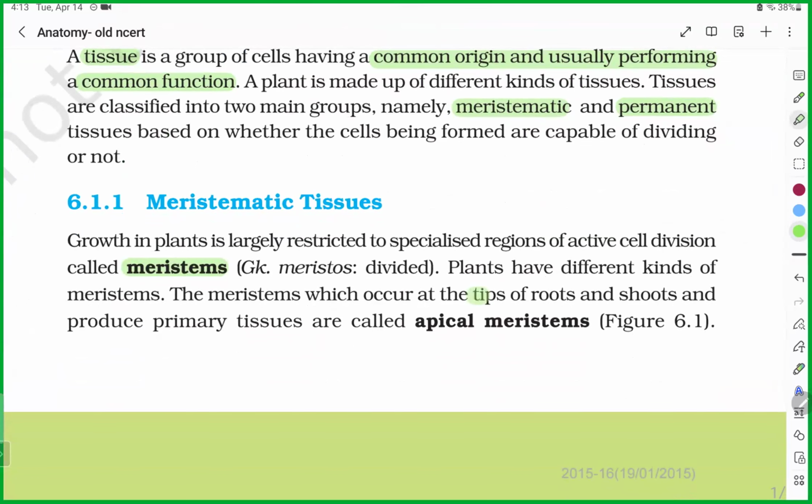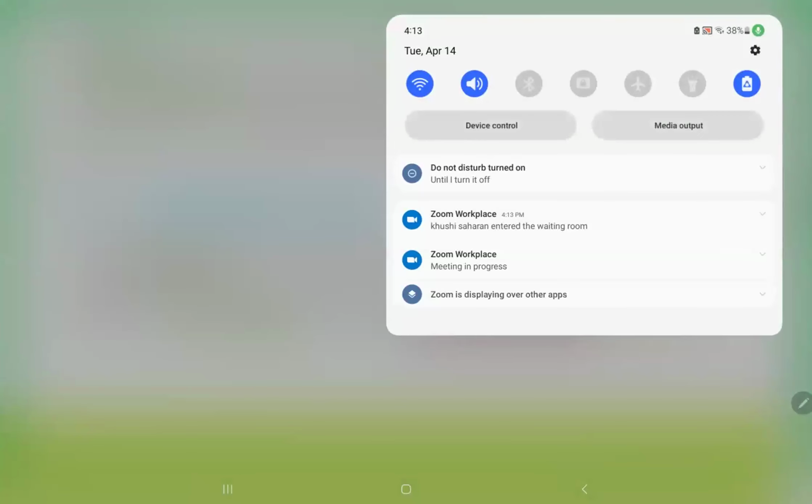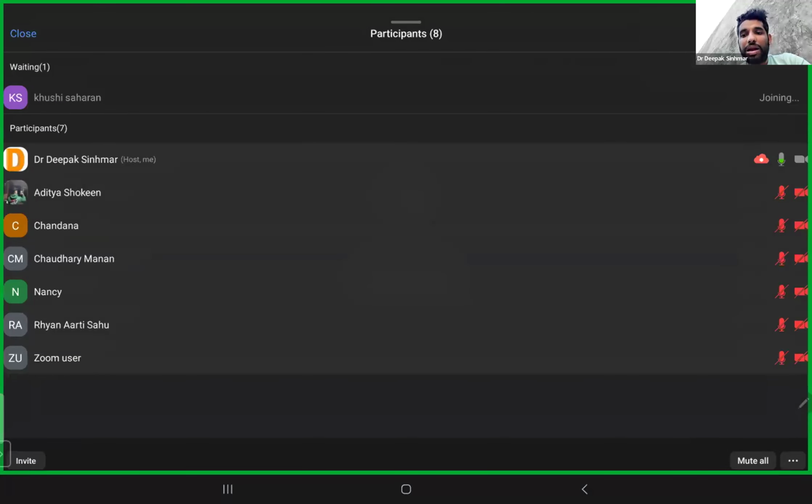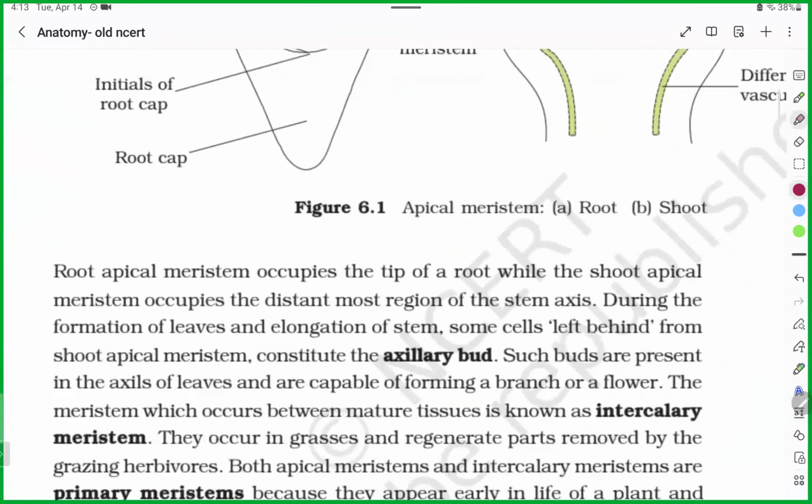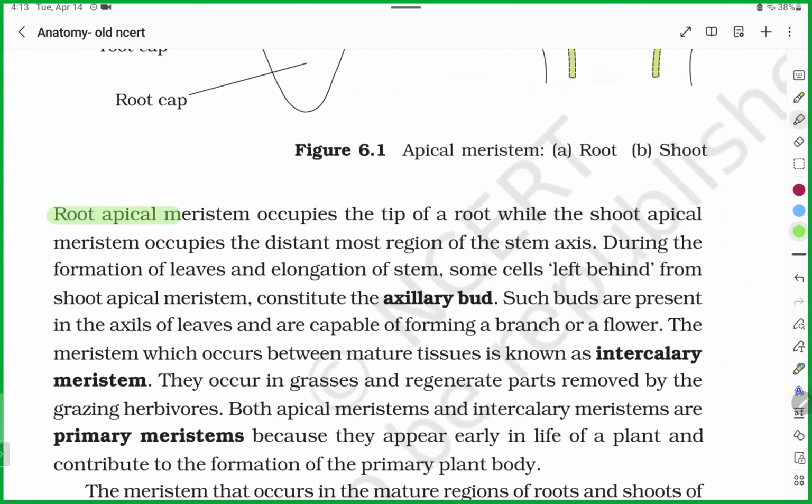If meristem is present at the tip of the root or tip of the stem and increases the height, it is known as apical meristem. So apical meristem is the area where plant cells divide at a very fast rate and are responsible for the increase in the height of the plant. Understood? For example, root apical meristem is present at the tip of the root. It can occur in different areas of the stem axis.